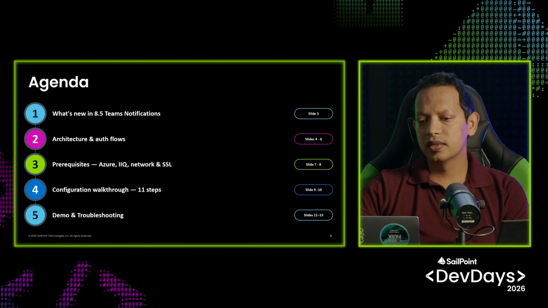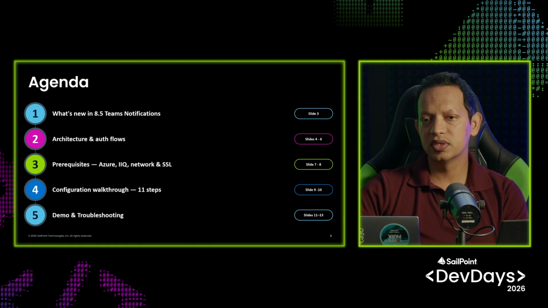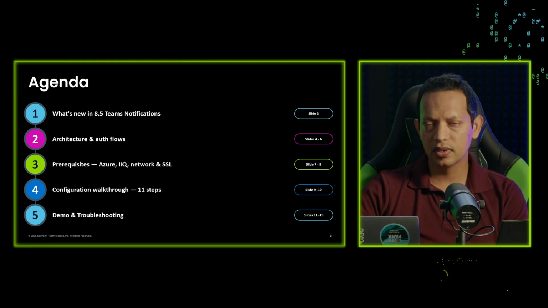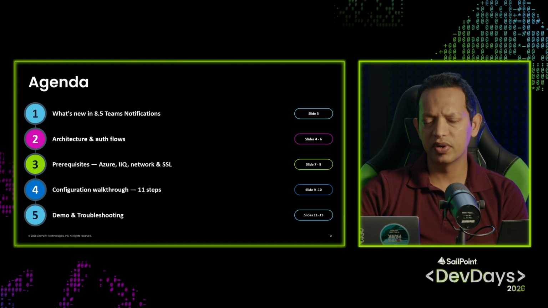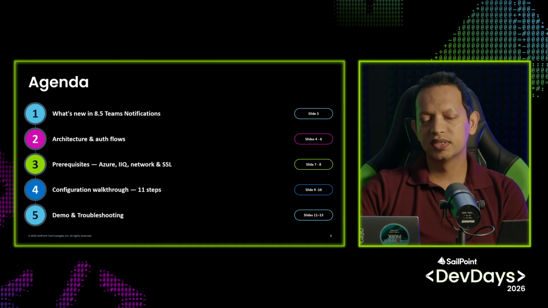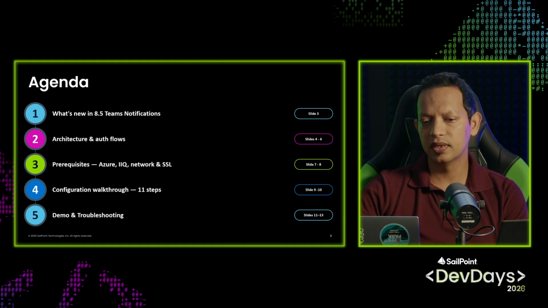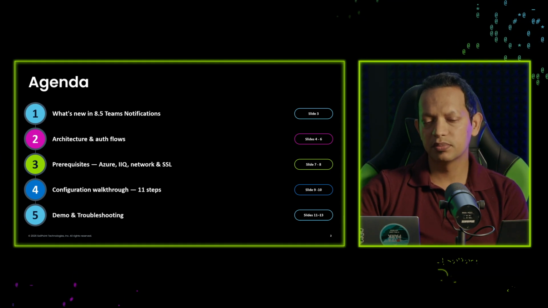Another enhancement is that you can actually see auditing by channel. So when someone takes an action on the work item through IIQ Teams, there will be an audit event which will show what channel is being used to take action on that work item. This way you can get some metrics around how the adoption of the Microsoft Teams integration is in the organization.